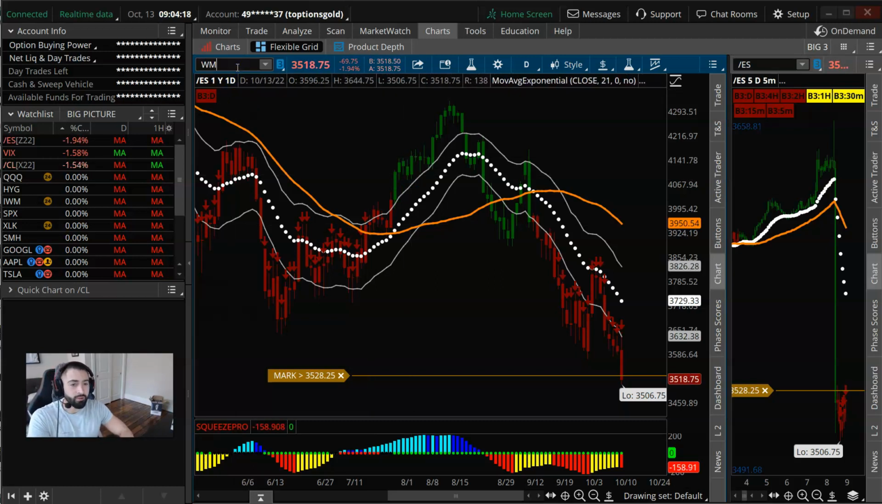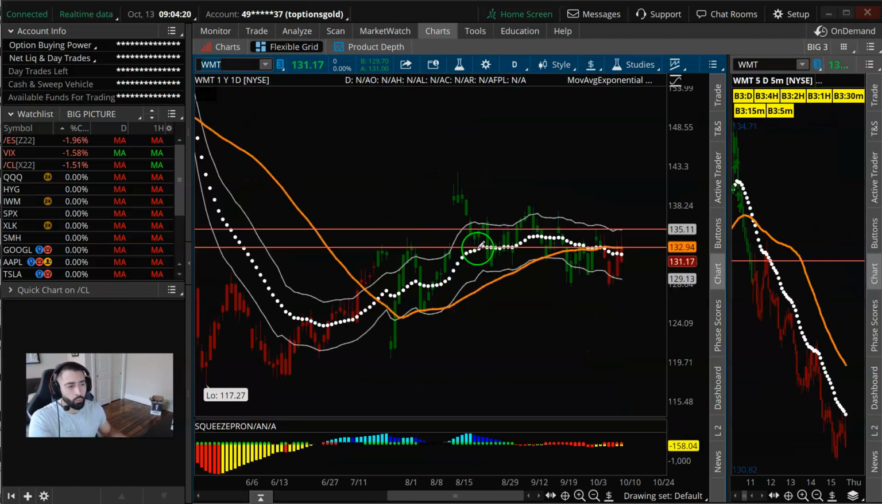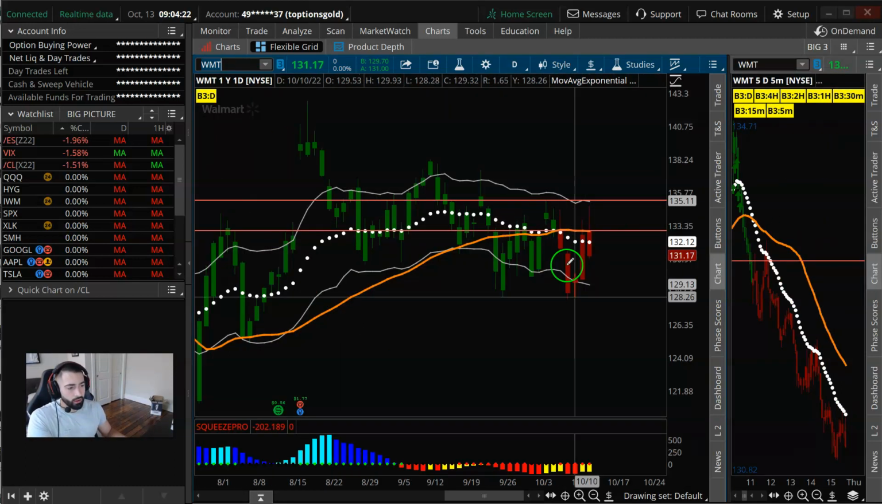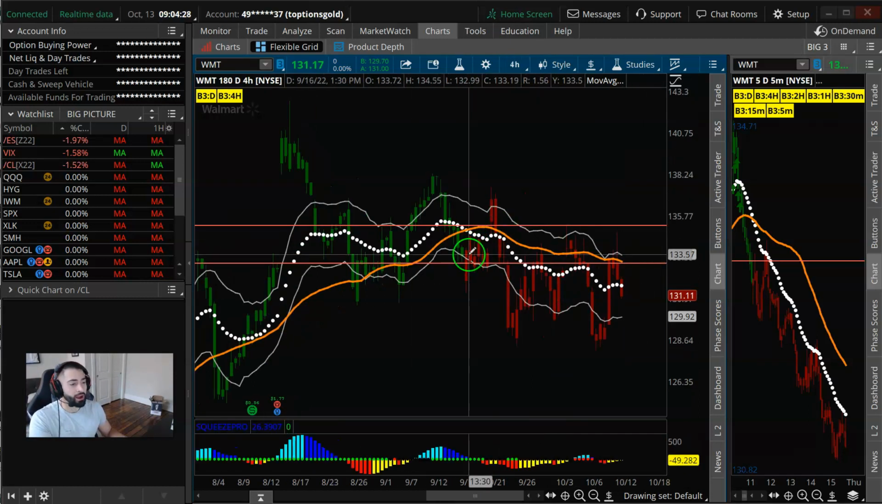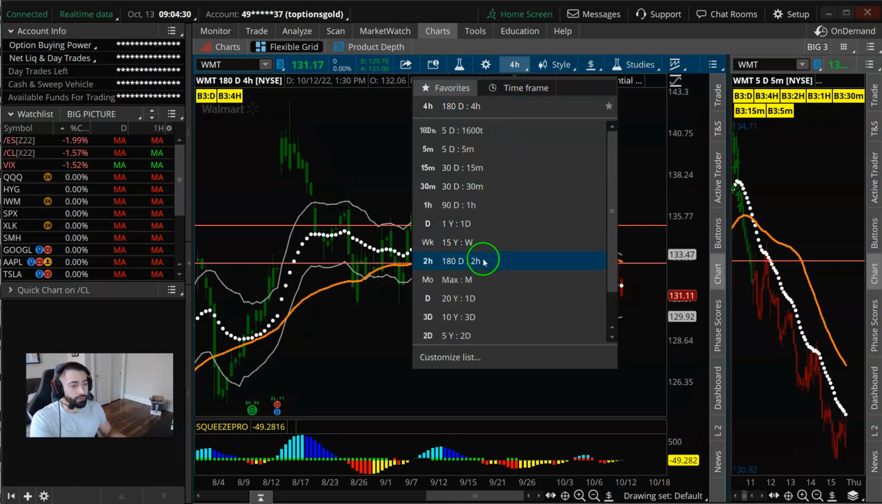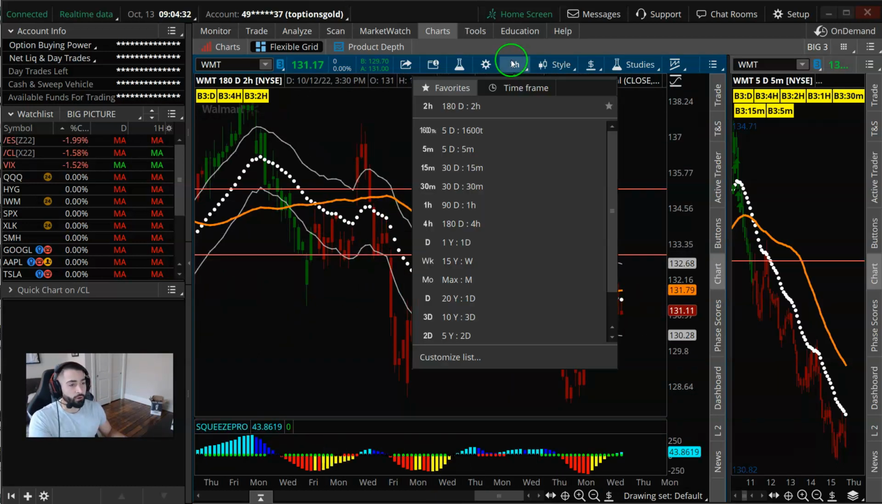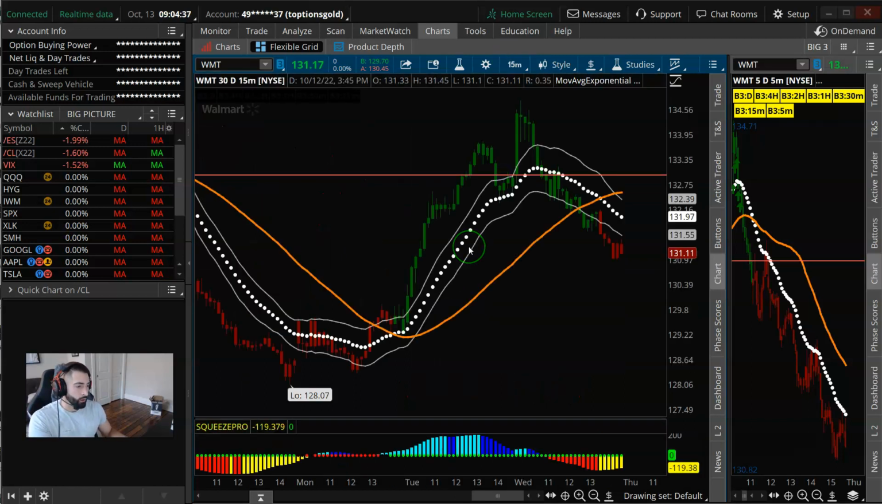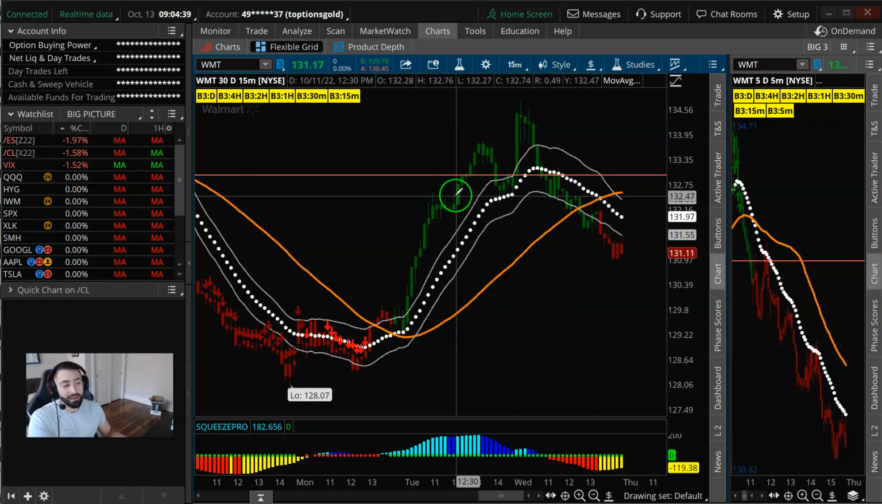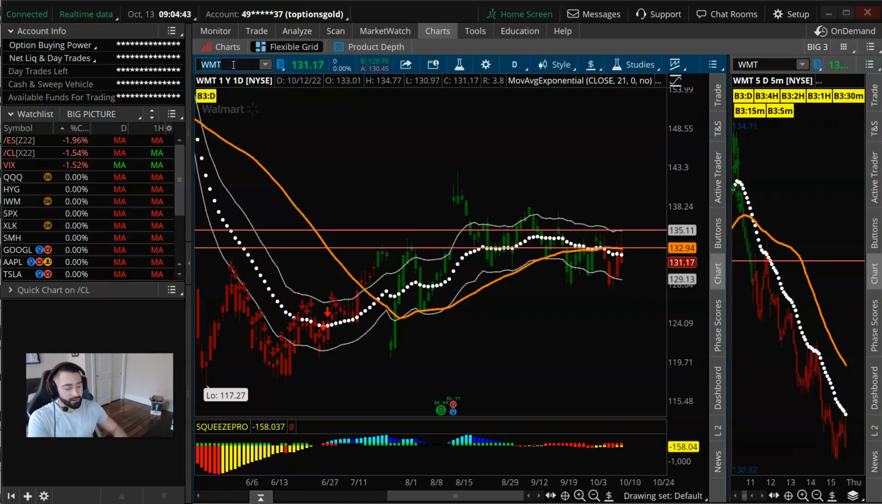So a couple of examples. Right now we're short Walmart. And you can see we got a daily squeeze here with that negative cross on the daily chart. If we take it down to a 4-hour, you got a negative cross on the 4. You got a negative cross on the 2. You've got a negative cross on the 1. We got negative crosses all the way down to the 15-minute chart. So that tells me path of least resistance is to the downside.